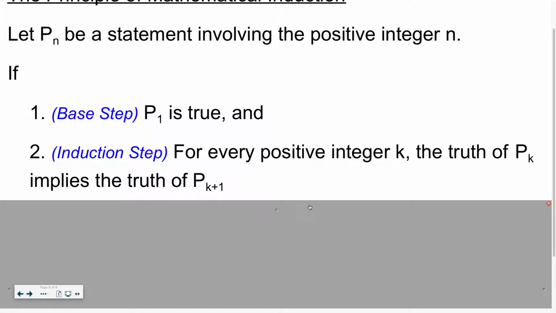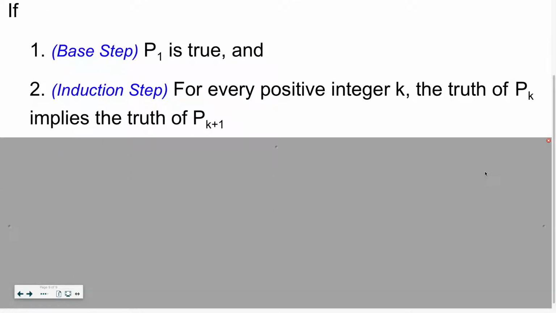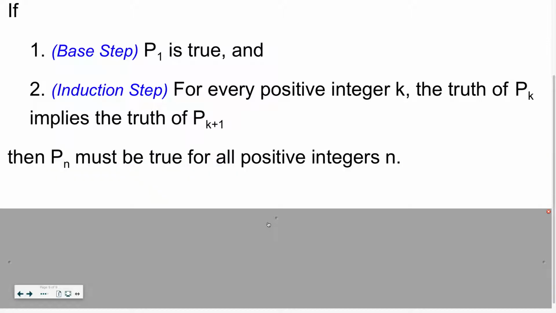So K is a placeholder for any number. And if you prove those two steps, if you prove that the first case is true in the base step, and you prove that the truth of P sub K implies the truth of P sub K plus 1, the next thing, then P sub n must be true for all positive integers n.